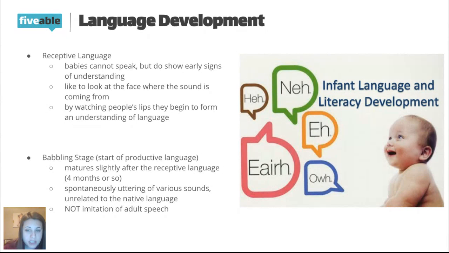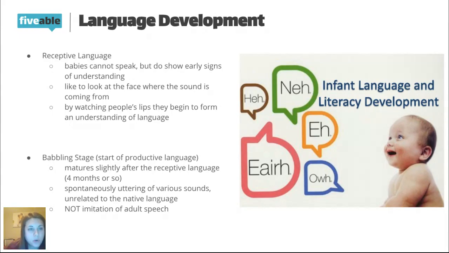After the receptive stage, the babies move on to the babbling stage. The babbling stage is when they actually start to produce language, productive language. This is about 4 months or so. Again, these ages are very rough because some babies mature faster than others. And so I don't know that they'd ask you a specific time frame, except in general around 4 months. But what happens in this stage is the sounds. You start to hear the ba, ba, ba, or the na, the different sounds on this little graphic here. Babies start making these sounds.